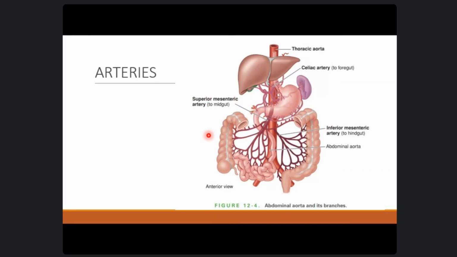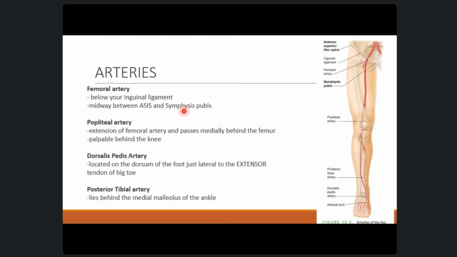So the next is your SMA or the superior mesenteric artery, distributes to the midgut. So the midgut includes the jejunum, so the small intestines, the ileum, the cecum, the large intestine. So the IMA for the hindgut. So this one, descending colon, tapos sigmoid and your last is your hindgut pala. So apat.